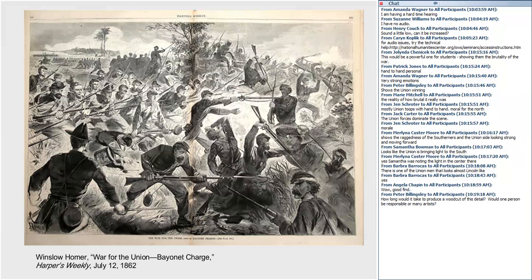So, yeah. Peter Billingsley has a good question. How long would it take to produce a woodcut of this detail, and would one person be responsible or many artists? Okay, that's a great question. So actually, it's a combination of many people who are involved in the process. Homer himself made a sketch, and then he sent the sketch.